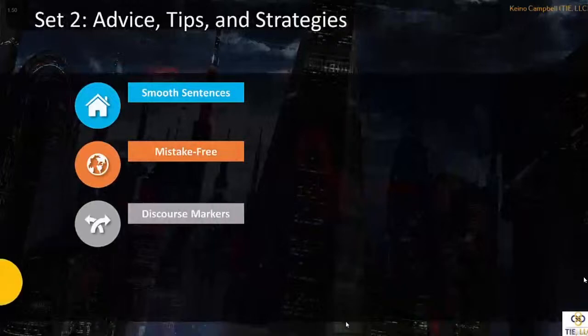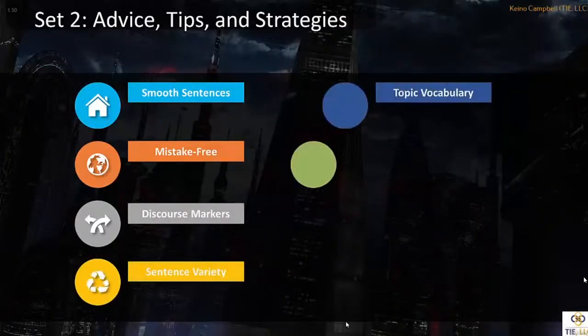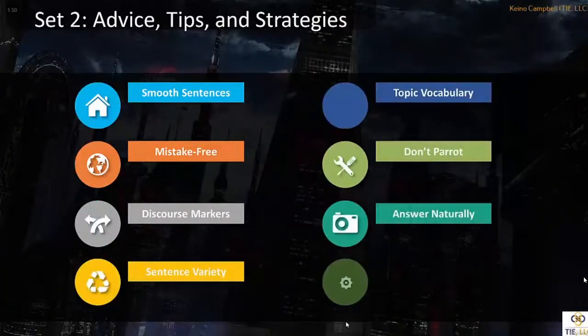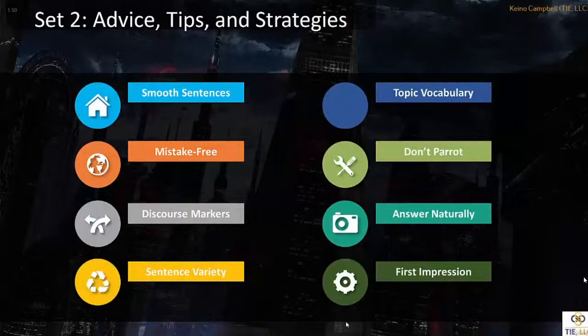Here's some more tips and strategies and advice. I'm not going to speak on everything on this list, but I really want to highlight giving mistake-free sentences. Examiners love when you're able to give mistake-free sentences. That means sentences that are free of grammar, word choice, and pronunciation mistakes.